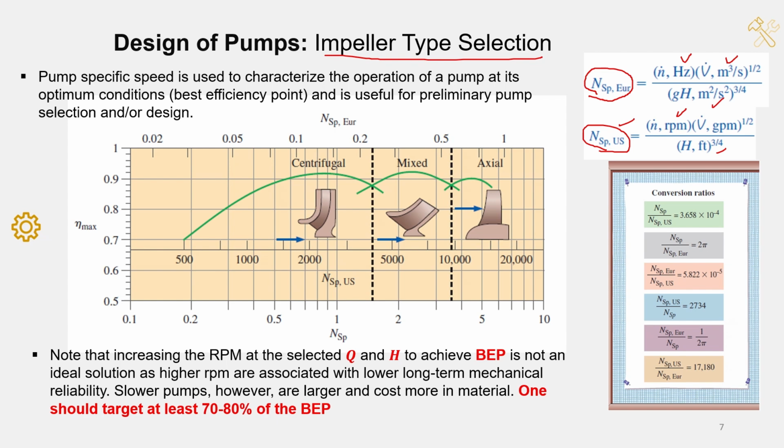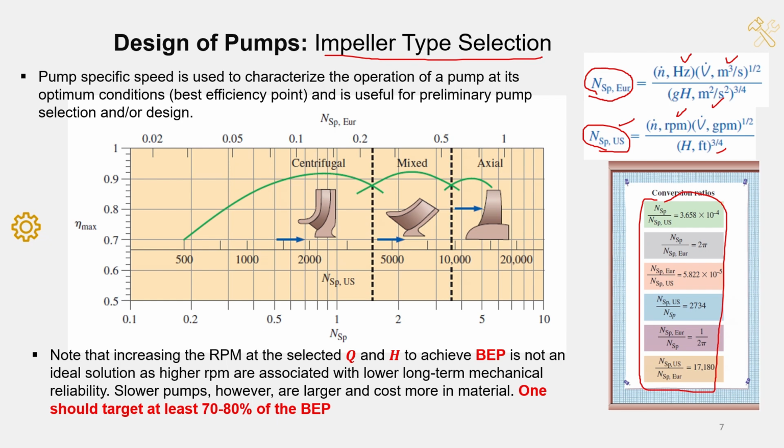You can use some conversion ratios, like I have explained here, to convert between the European and the United States specific speed dimensions. Okay, but I want you to note something.